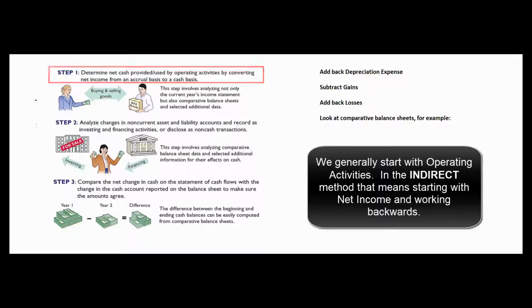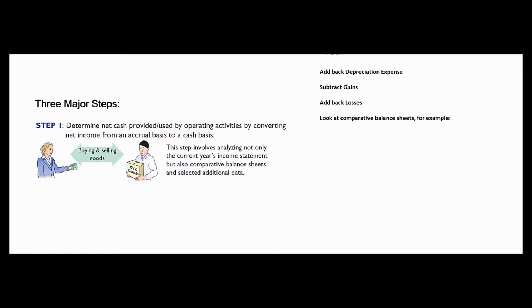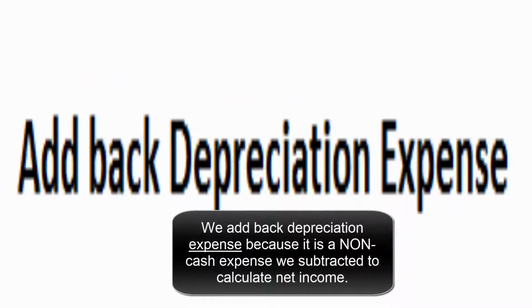So we're going to start with net income, and the first thing we're going to do is add back depreciation expense. We subtracted depreciation expense when we calculated net income, but it's a non-cash expense. We don't write a check for depreciation expense. We write a check for rent. We write a check for salaries and wages. We don't write a check for depreciation expense. That cash got spent when we bought the equipment, when we bought the building.